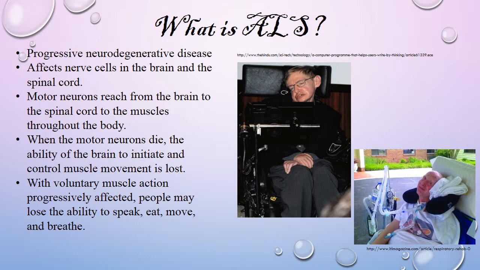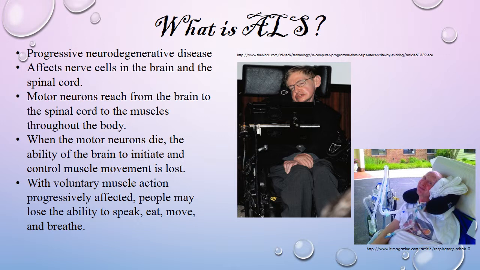What is ALS? First, ALS is a progressive neurodegenerative disease that affects the nerve cells in the brain and the spinal cord. Motor neurons reach from the brain to the spinal cord and from the spinal cord to the muscles throughout the rest of the body.